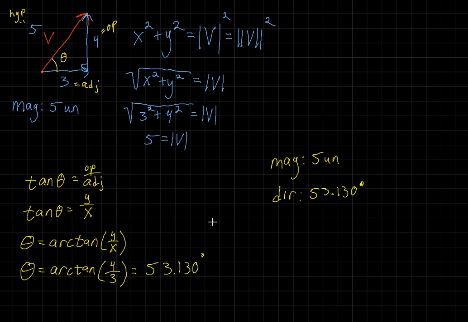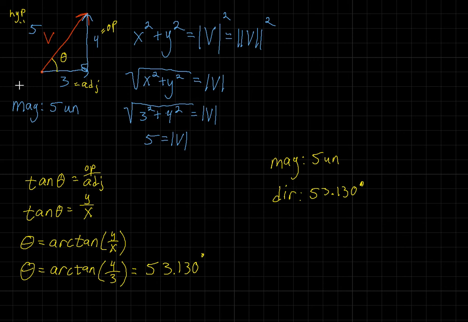Now I will say that this only works for things that are pointing into that first quadrant. So if something's pointing up and to the right, it's pointing towards the first quadrant, which means that this is the only way that it works for that direction. In a later video, I'll show you how to modify it so it works for any vector, but you do have to do a little bit of thinking.